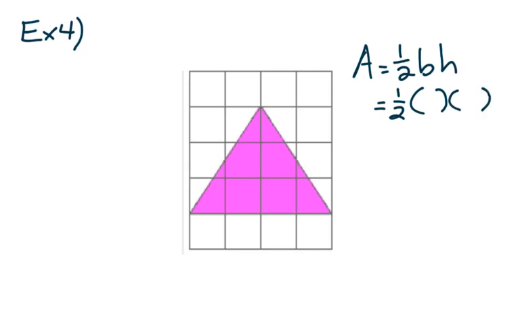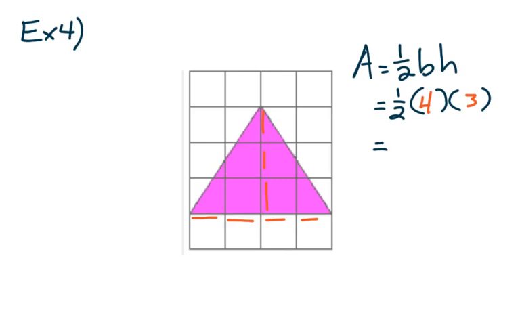Alright, so let's look at the base. That's the flat line that the triangle sits on. So 1, 2, 3, 4 units is the base. And the height is from the tippy top of the triangle to the base, straight up and down. 1, 2, 3.